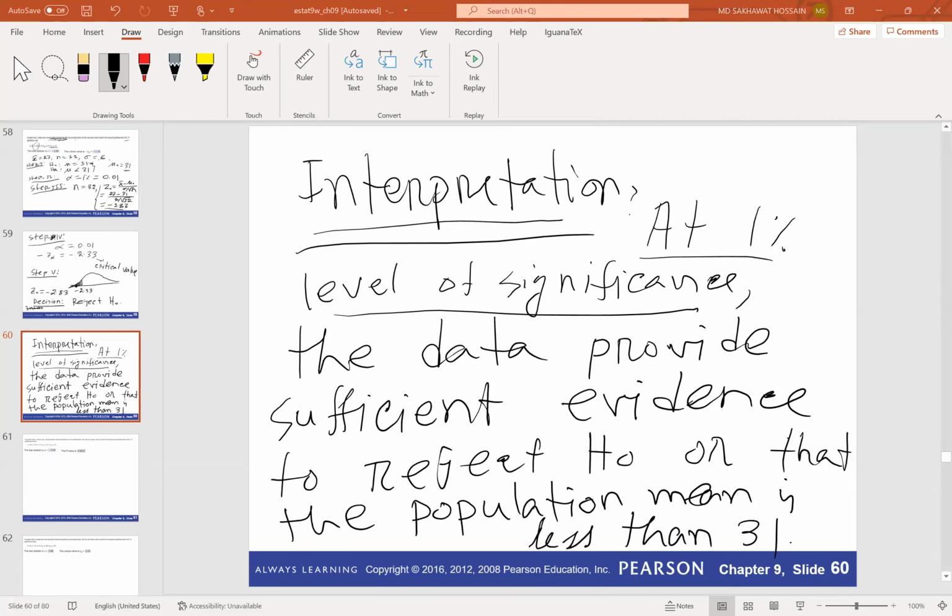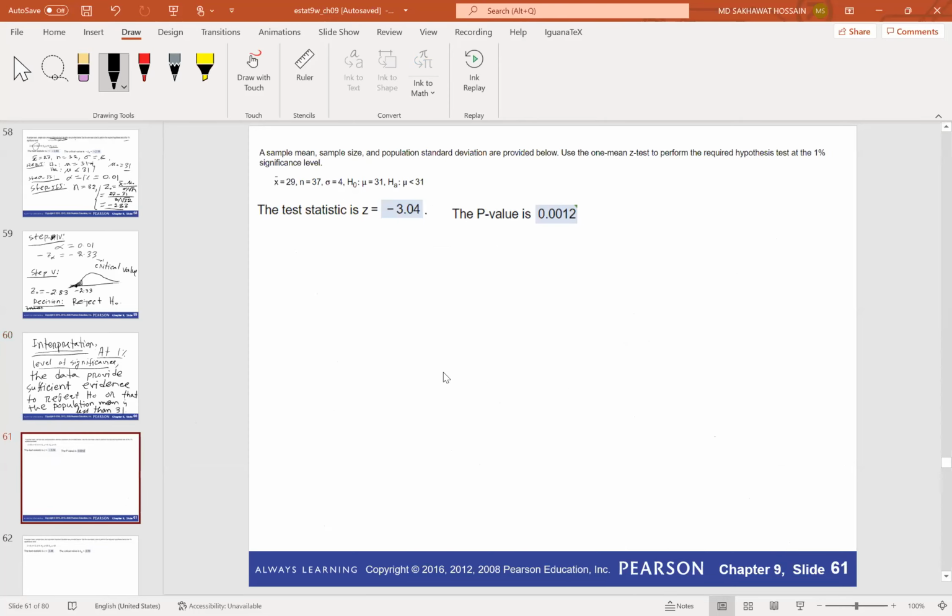Okay. If you do not have any question, let's move to the next example.